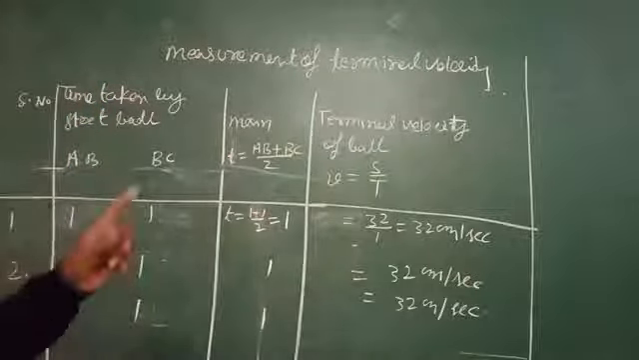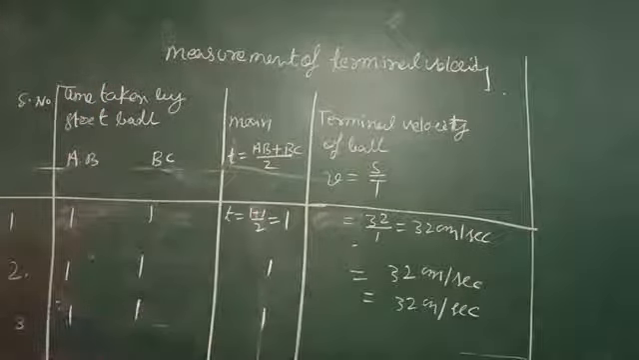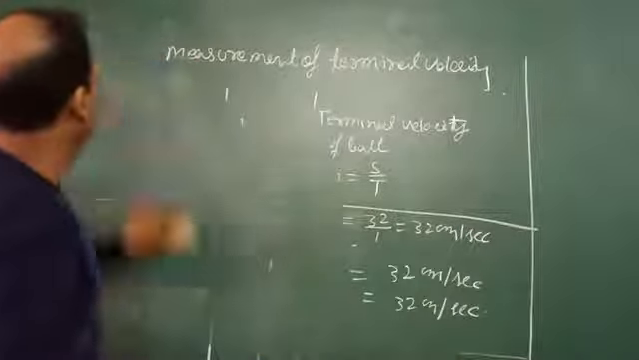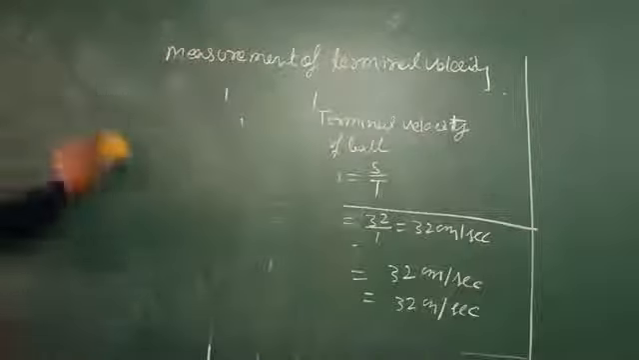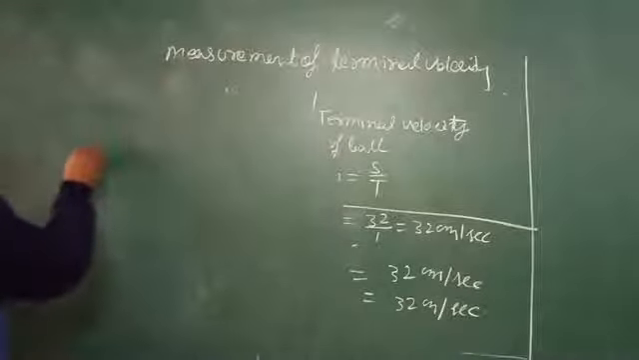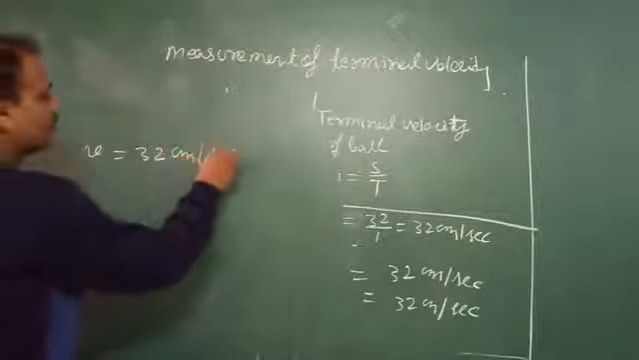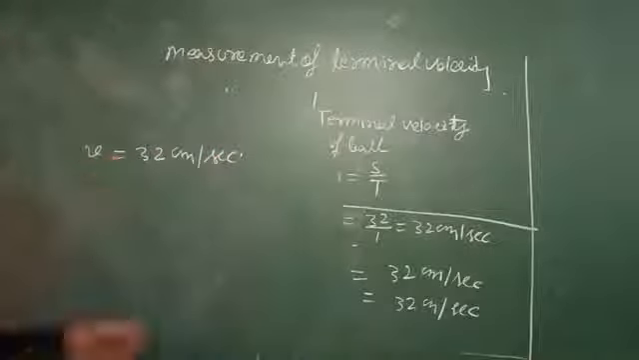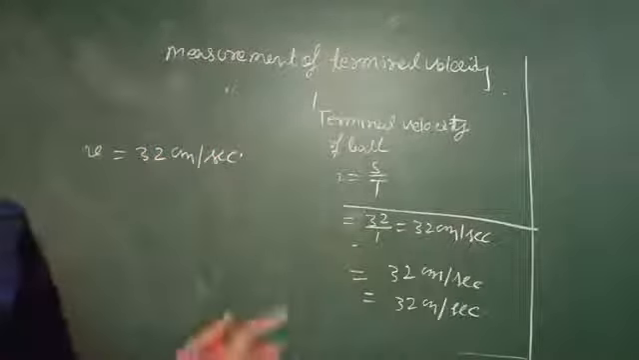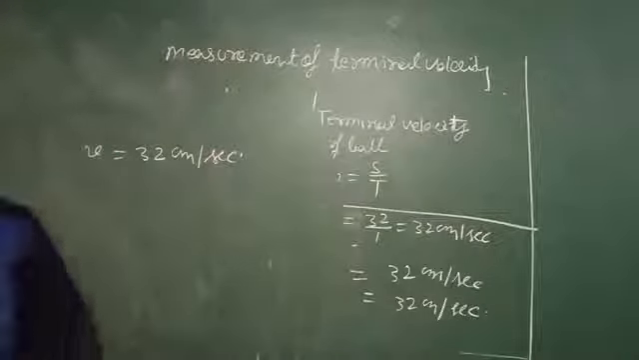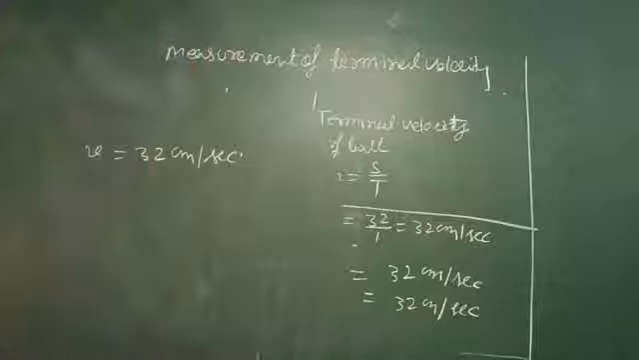Okay, the 32 that came is the value we had calculated. So finally you will find the mean value. The mean value v is equal to 32 centimeter per second. So the value we put is this. You will note it down. This is the final.